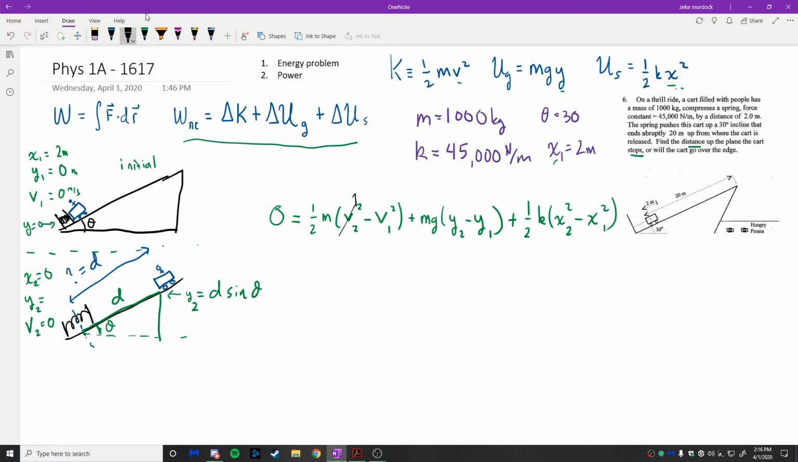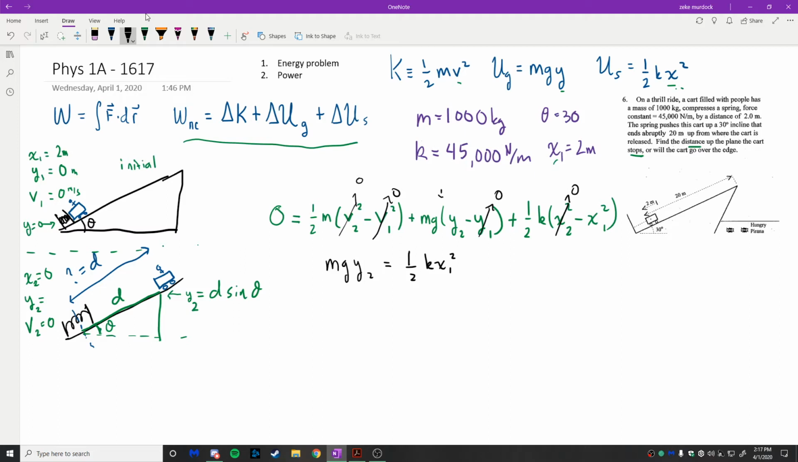So basically, the initial velocity and the final velocity were both 0. The initial height, y1, was equal to 0. And the final compression of the spring, x2, is equal to 0. So ultimately, what we end up getting is mg times y2 is equal to 1/2 k times x1 squared. That's all that's left over.